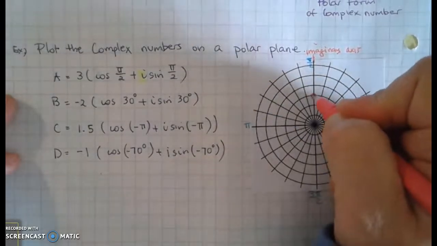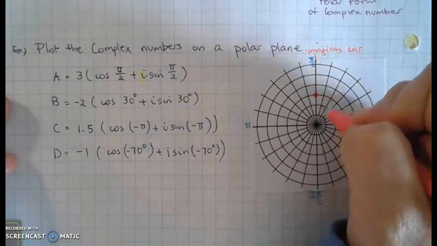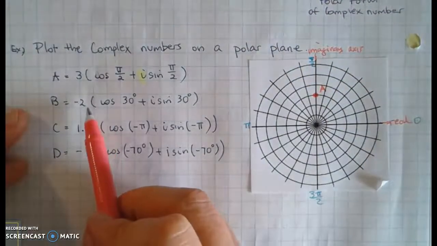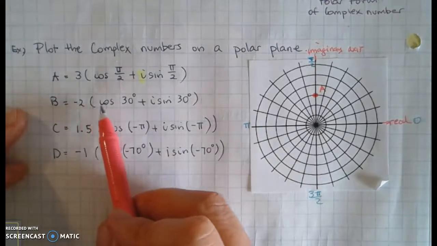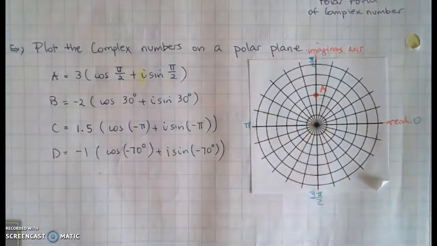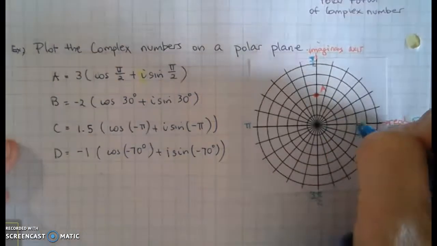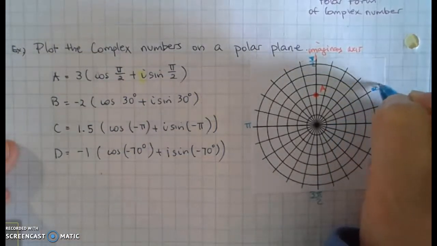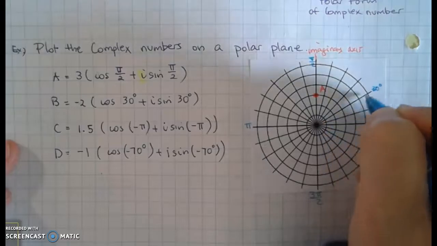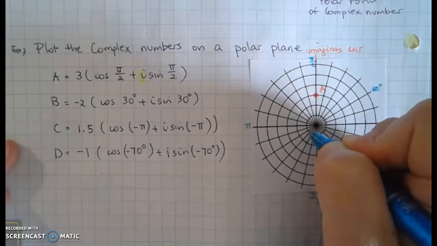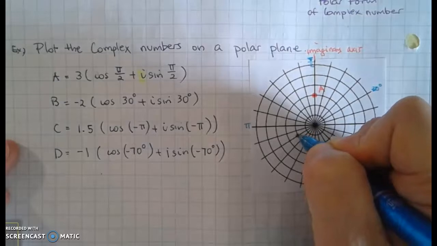So my point A is going to be right 1, 2, 3, right there. Point B, radius is -2, angle is 30 degrees. Where is my 30 degrees? 15, 30, so this is my 30 degrees. So we are along this ray, but the radius is negative, so we have to go the opposite direction by 1, 2. This is my point B.